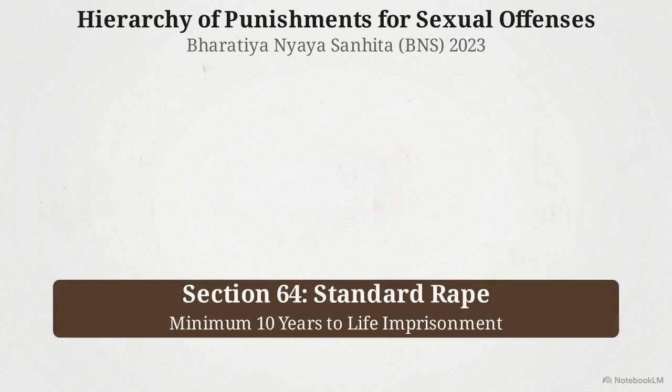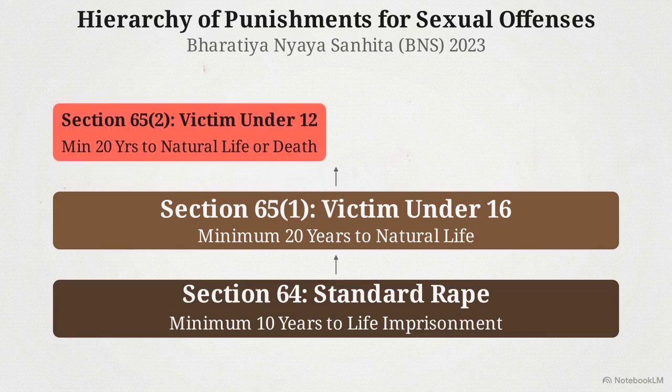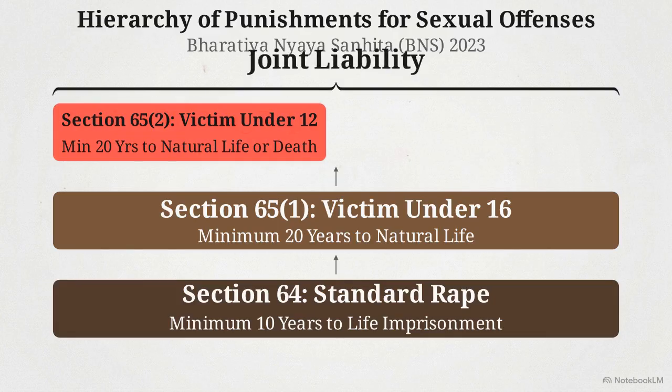Under Section 65, penalties escalate by age, 20 years minimum for victims under 16, and up to natural life or death for those under 12. Section 70 places gang rape at this same maximum tier, enforcing joint liability for all members regardless of physical participation.